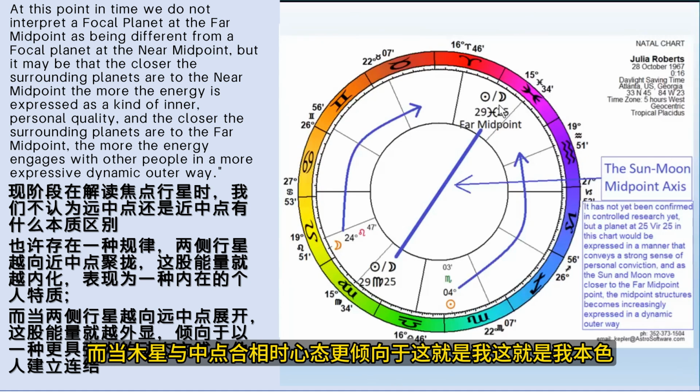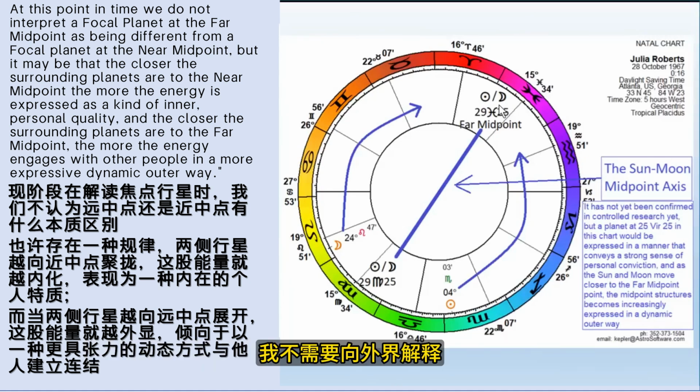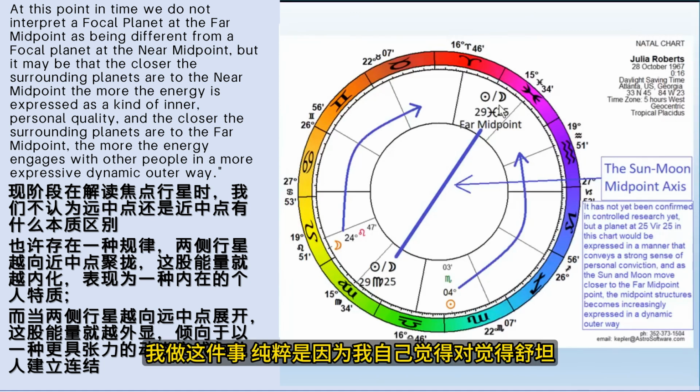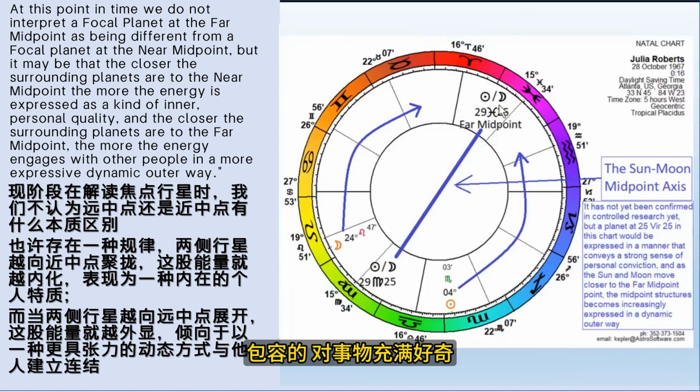When it's a conjunction, it's just, this is me, this is what I do. I don't need to tell people about it. I don't need to get a response. I need to do this, and I need to feel right about it. So if Jupiter's conjunct that Sun-Moon midpoint, it means I'm open, I'm receptive, I'm interested. I'm not quite as gregarious. I'm not quite as concerned about people that are not as open and accepting and tolerant as I am.